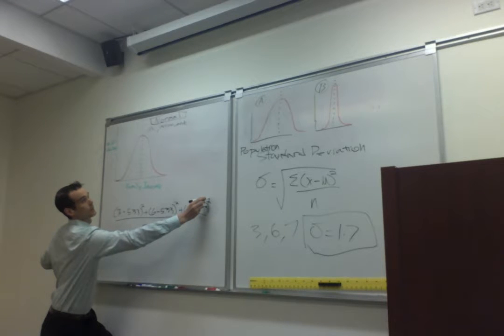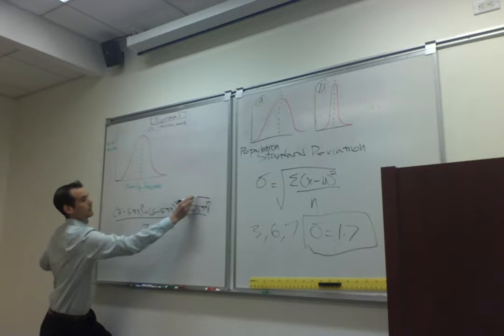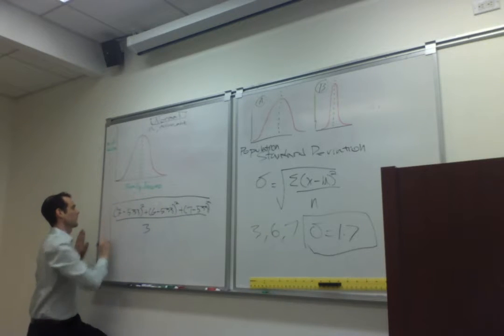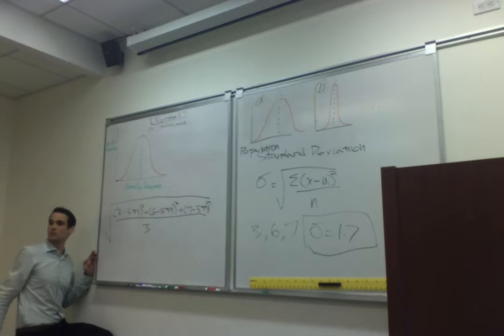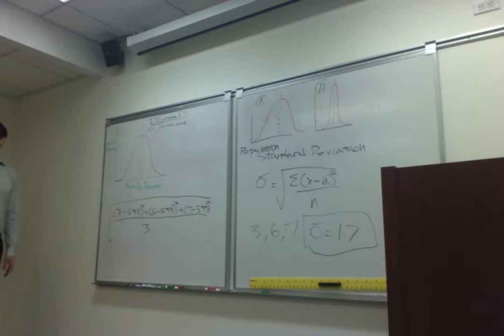I didn't do it like this. That's why I didn't get that answer. After we do that, we take the square root of the entire thing. And that should get you 1.7.